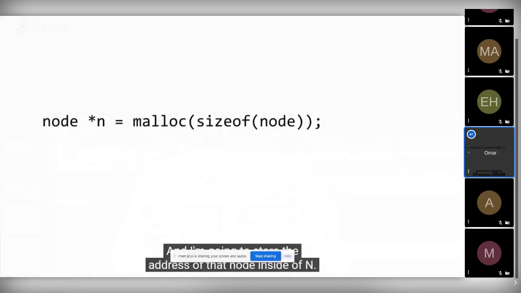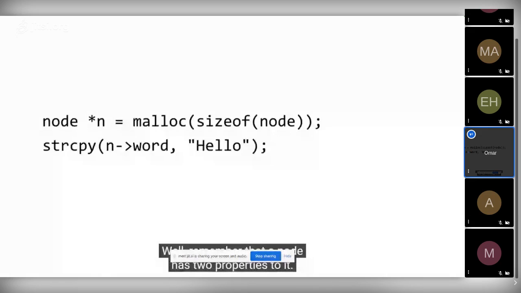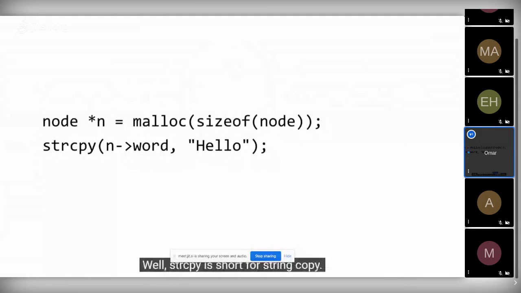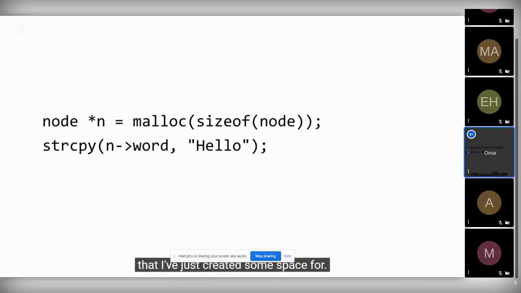How do I then put data into that node? Well, remember that a node has two properties to it. It has the word itself, as well as a pointer to the next node. So I might say strcpy n arrow word, and then hello. What is this going to do? Well, strcpy is short for string copy. It's going to copy a string from a source into a destination. In this case, it's going to copy the word hello into the character array n arrow word, which is the word field of this node that I've just created. I've copied the word hello into that space of the node.